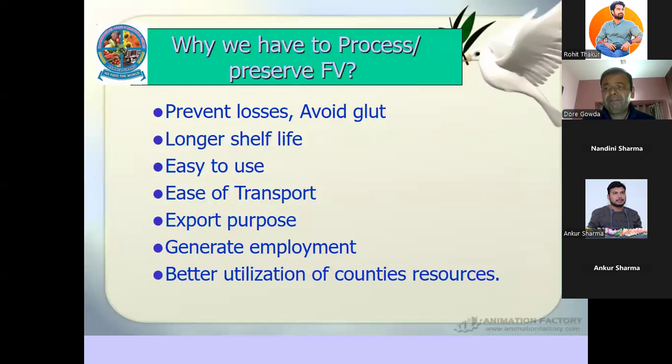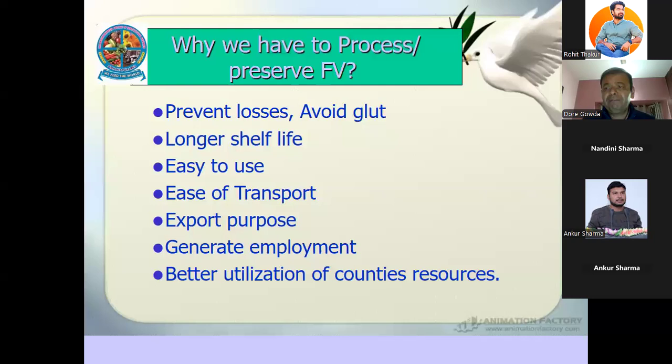For example, if we take a crop like mango, in one year very little yield will be there. The next year, a very heavy crop will be there. That is called on season and off season. During the on season, when produce is more, unless the produce is transported to far off markets, the market demand will be almost stable, but because of more material coming to the market at a time, the price will go down. So, to prevent losses, avoid glut, longer shelf life and easy to use.